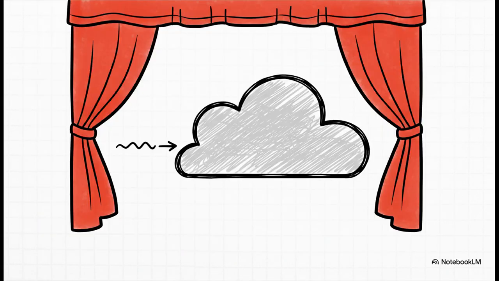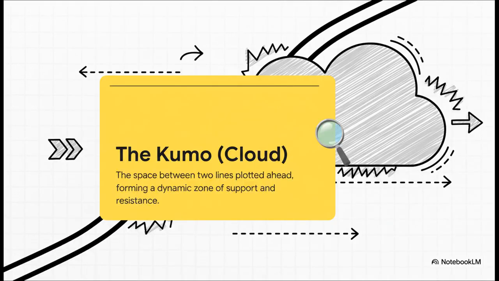And now for the main event, the thing that gives this chart its totally unique look and feel, the Kumo. That's the Japanese word for cloud. This is the star of the show. So the Kumo, or the cloud, is actually the space between 2 different lines that are projected out into the future. One line is basically the average of our speedboat and cruise ship lines, just pushed 26 days forward. The other is a longer-term equilibrium line, pushed even further forward.